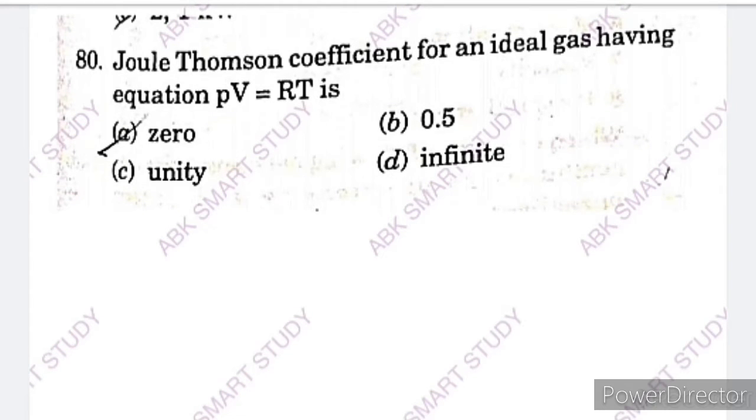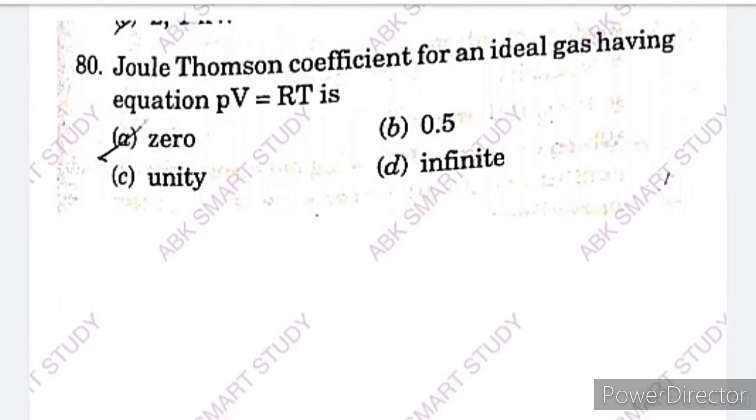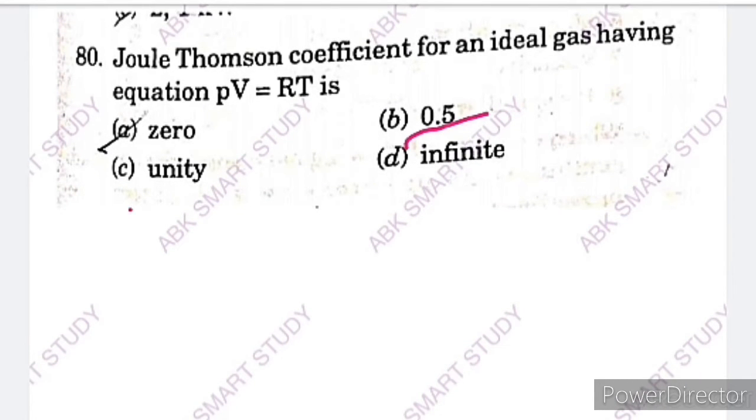Joule-Thomson coefficient for an ideal gas, PV is equal to RT, is. So options are option A 0, option B 0.5, option C unity, and option D infinite. In case of an ideal gas we know PV is equal to RT, that is V by T is equal to R upon P.